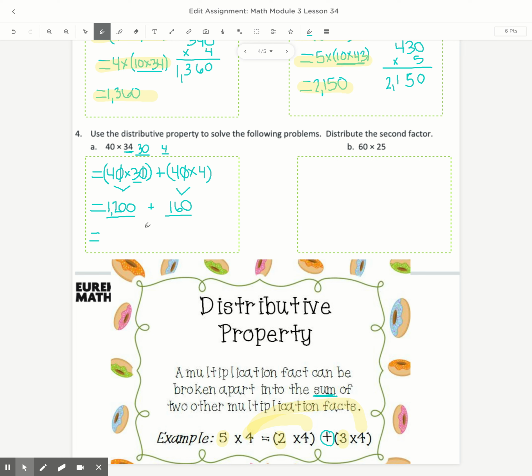If you can do that in your head, great. If you need to do it off to the side and add them together vertically, that's great as well. You do whatever you need to do. But just make sure that you write your answer. Either way, you should get 1,360.